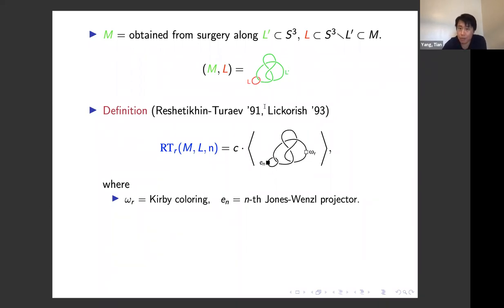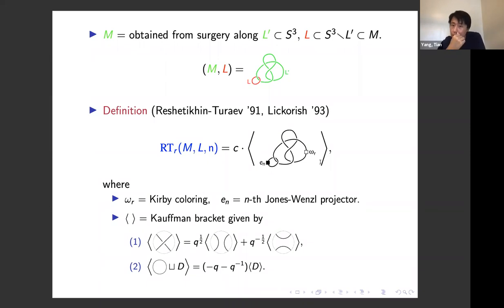And once we have such a diagram, we can take this bracket. And this is the Kauffman bracket, which gives each diagram in R2 a complex number. And it is given by the following two rules. Number one essentially tells us, for a diagram, how we can reduce the number of crossings by one. We do this. Okay. And following this rule, if we keep reducing the number of crossings of this diagram, eventually we'll end up with a linear combination of diagrams without any crossing. And there'll be a bunch of circles.